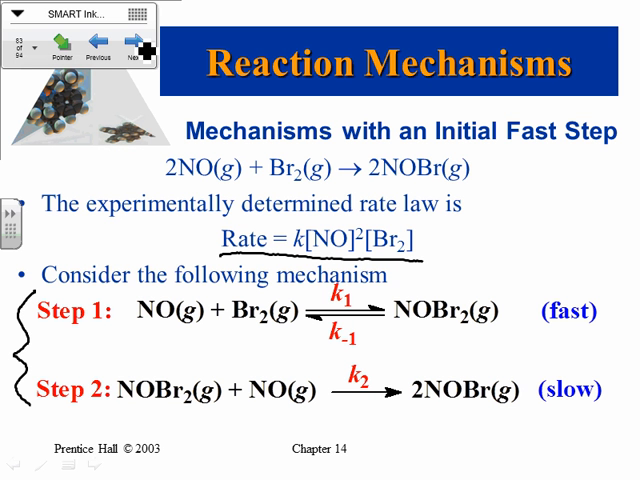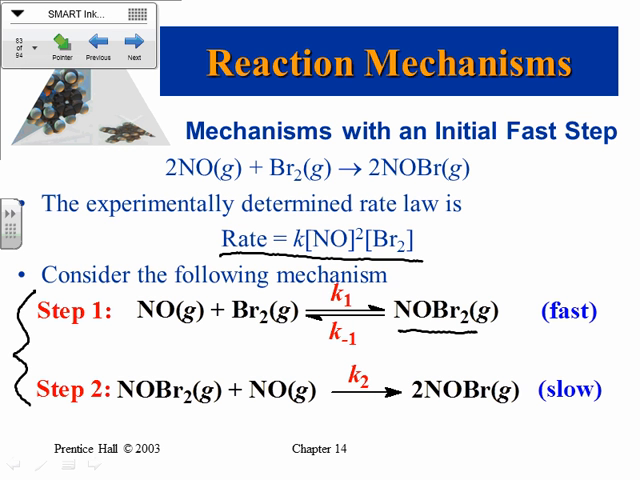So the proposed mechanism for this one is that maybe the NO hits one of the Br2s first, okay, and forms this intermediate NOBr2. And then the NOBr2 reacts with NO to form two of the NOBrs. All right, so that involves two bimolecular steps, and that just seems a little bit more likely than an NO, another NO, and a Br2 all colliding at exactly the same time, okay? Just not all that likely. So that's why this other mechanism is proposed, okay?